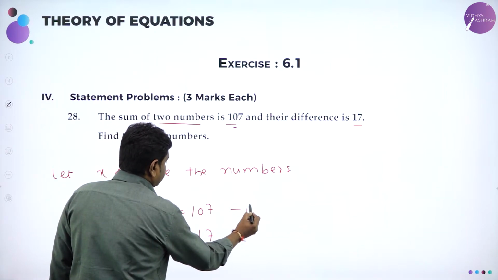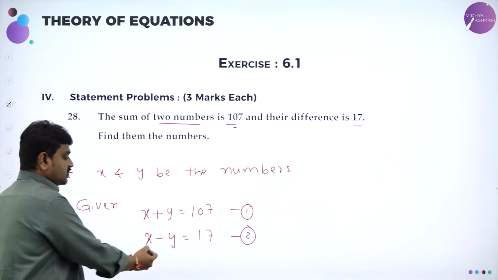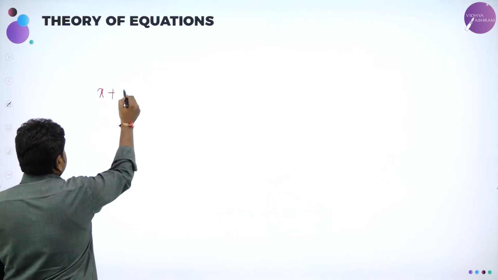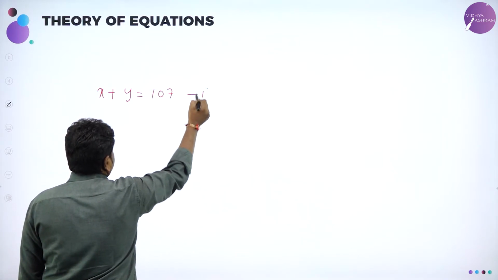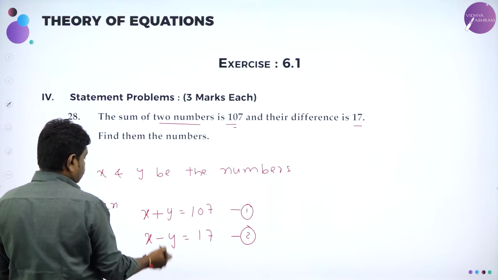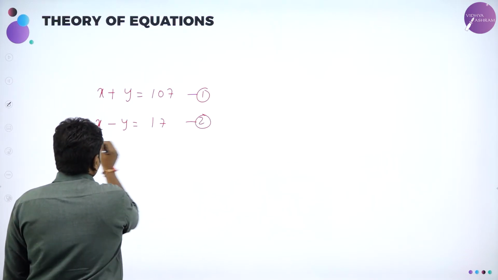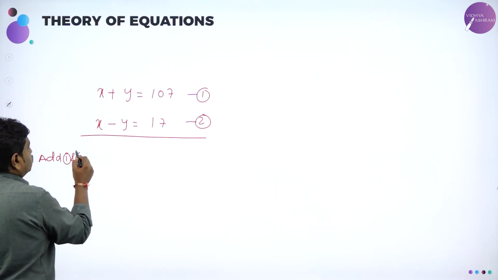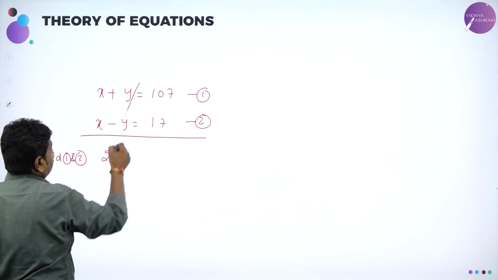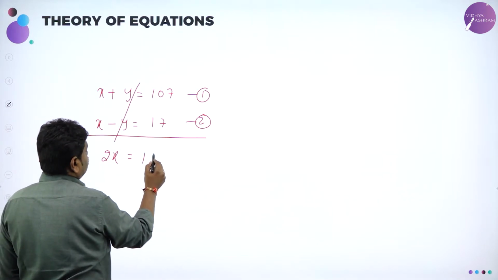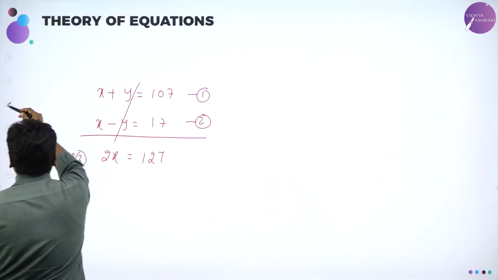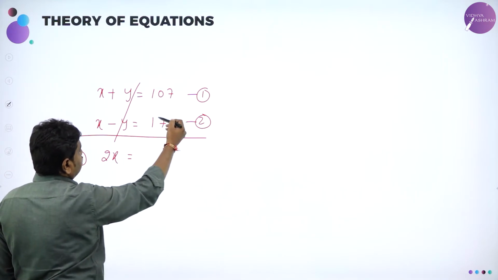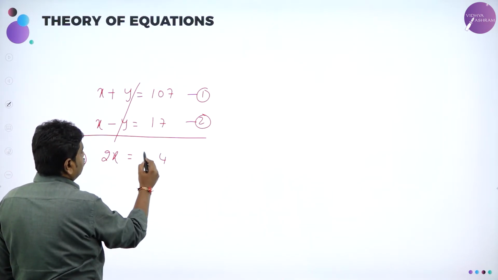Call this equation 1, call this equation 2. You can see these are simultaneous equations. You know how to solve simultaneous equations. So now we have x plus y is equal to 107, the sum of the numbers, and x minus y, the difference of the numbers, is 17. So call this 2. Now I'll add 1 and 2 because y cancels. So x plus x is 2x, y cancels, and 107 plus 17 is 124.